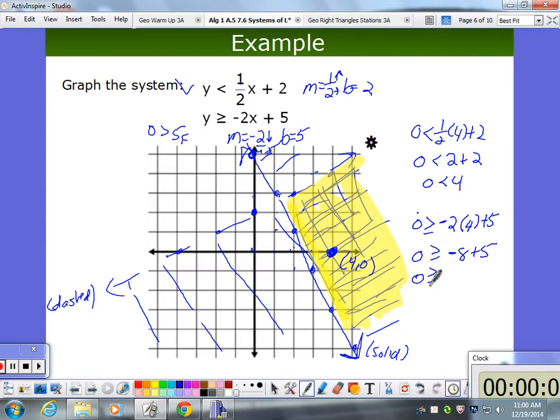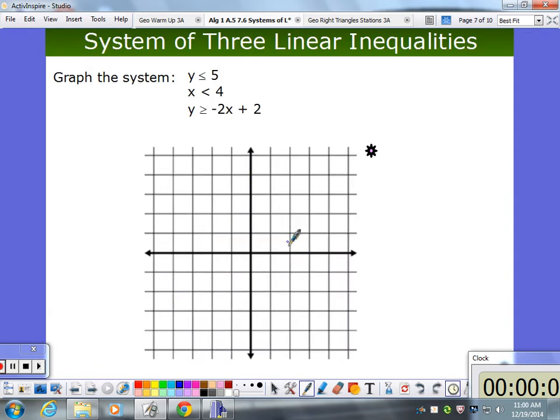Is 0 bigger than or equal to negative 3? Yes. So this region, I picked a point and it did work as well. So that was that bit there. I kind of skipped over it. But if you want to feel better about what you picked, that's the way to check it. All right, let's try this other example.